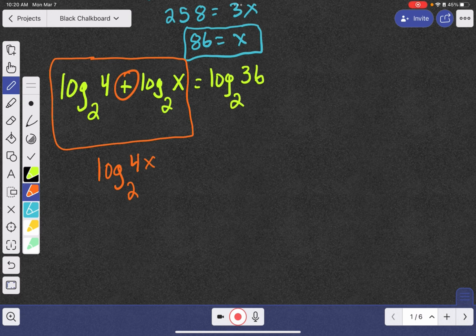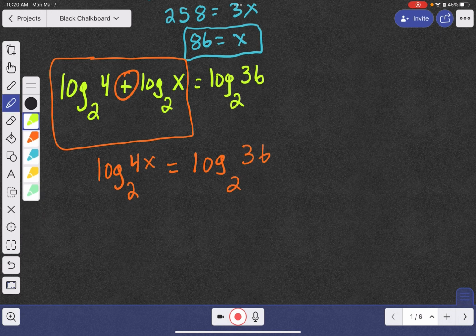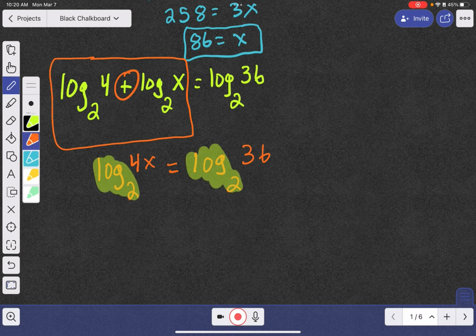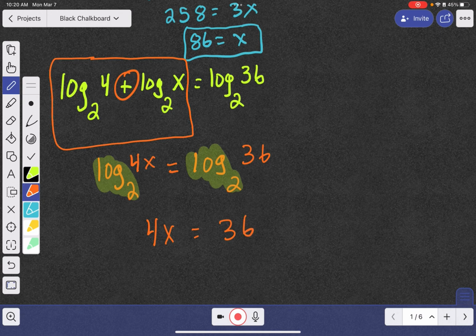So log base 2 of 4x is going to equal log base 2 of 36. So you've got a single log equal to a single log with the same base. So we've got log base 2 of 4x, log base 2 of 36. If that's the case, then the ofs have to equal each other. So 4x is equal to 36. Divide by 4. X is equal to 9.